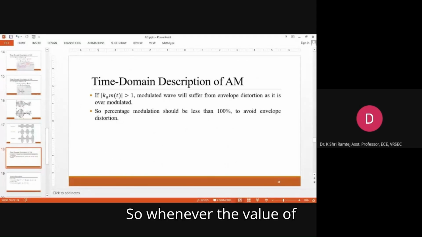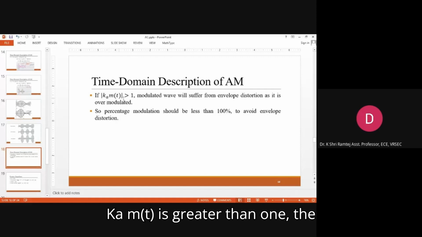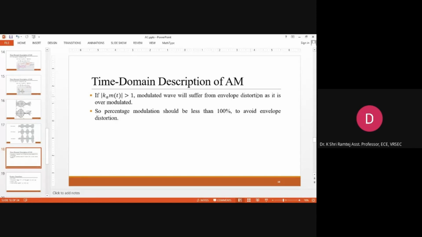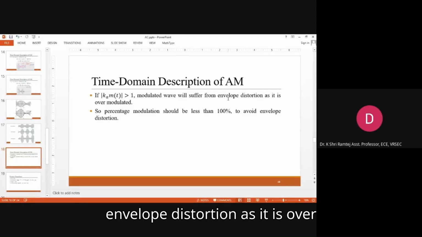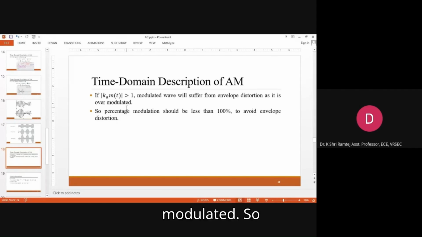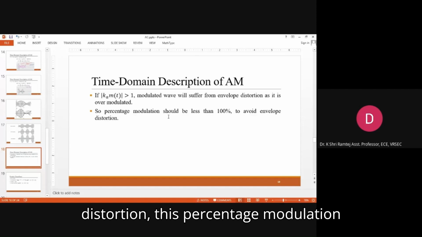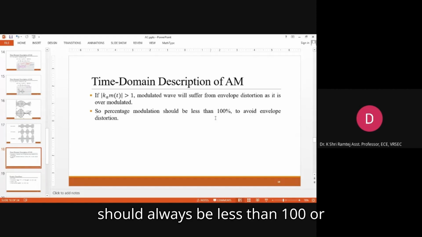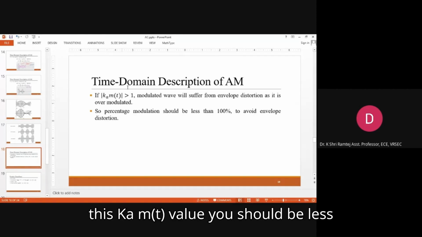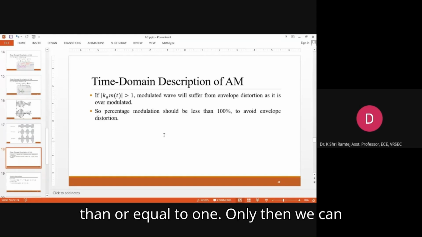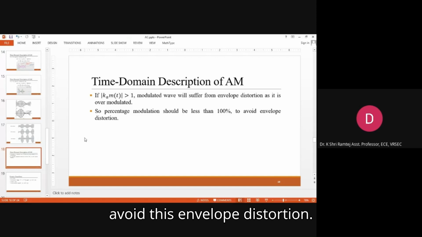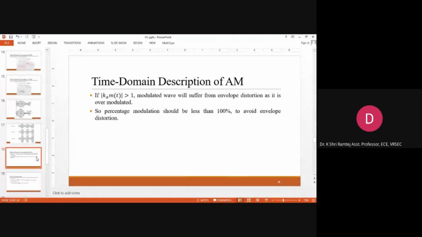So whenever the value of Ka m of t is greater than 1, the modulated wave will suffer from envelope distortion as it is over modulated. So in order to avoid this envelope distortion, this percentage modulation should always be less than 100, or this Ka m of t value should be less than or equal to 1. Only then we can avoid these envelope distortions.